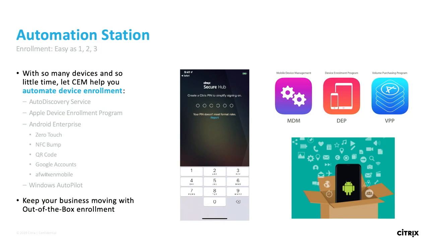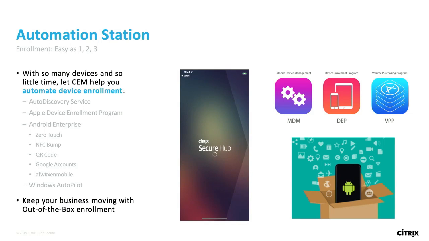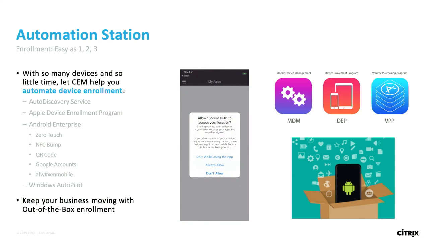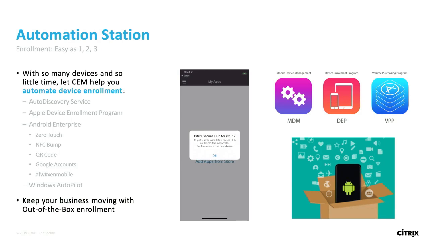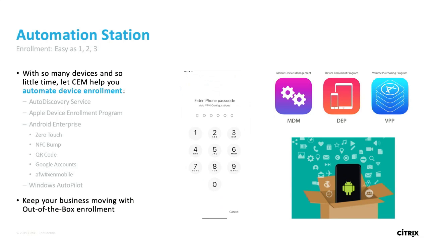So in addition to that, while I've been talking here, I've been going through a demonstration of using our auto discovery service. So you no longer have to distribute that 60-page document with 17 different links to your end user for them to enroll. They can just go into the Secure Hub app on their device, put in their email address, and go through the enrollment process step by step, and it guides them right through.